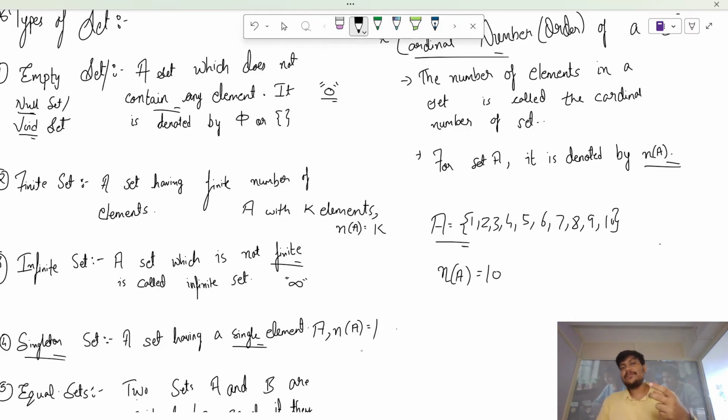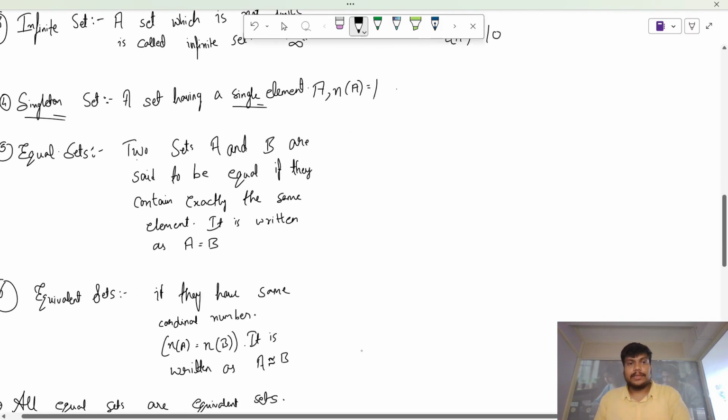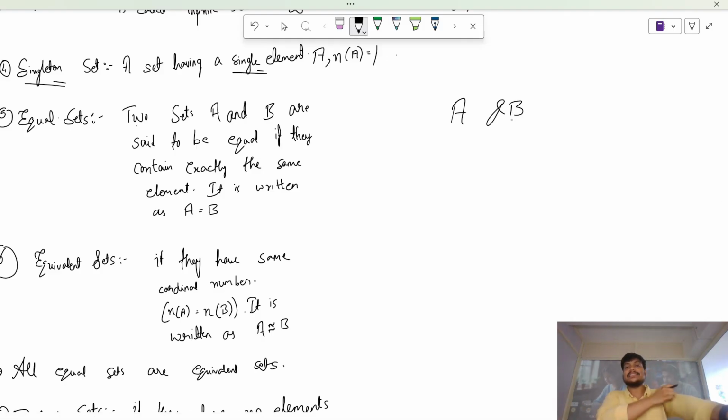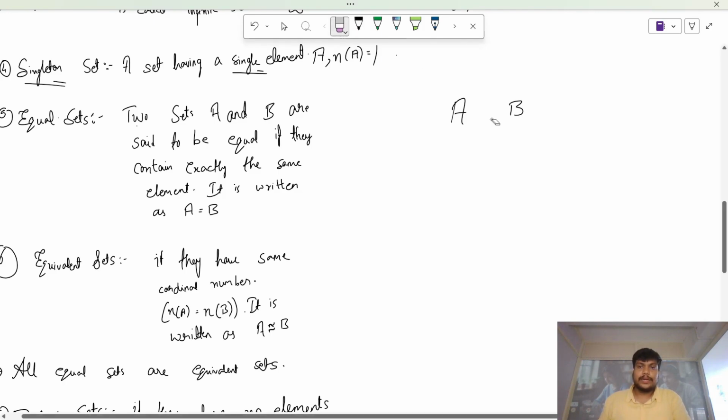But what if we now have two sets? For example, there are two sets A and B, and we make a comparison on the basis of the number of elements in set A and set B. So what different categorizations can we do in this? Let's try to understand that.